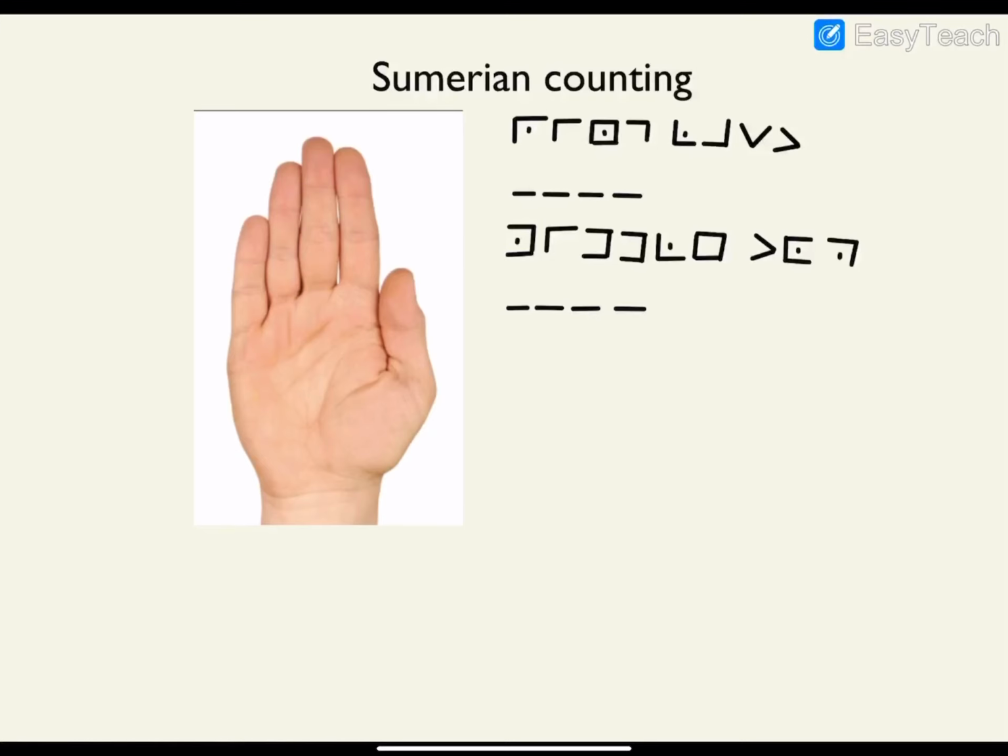Now we have a hand. Why hand? Someone wants to ask a question? No. Sumerians use their hands to count.